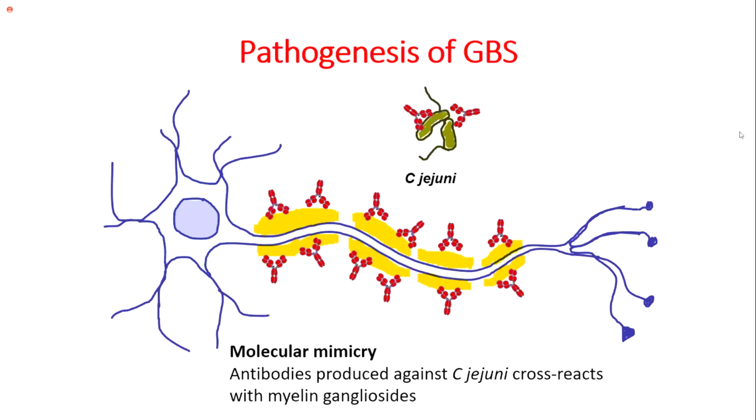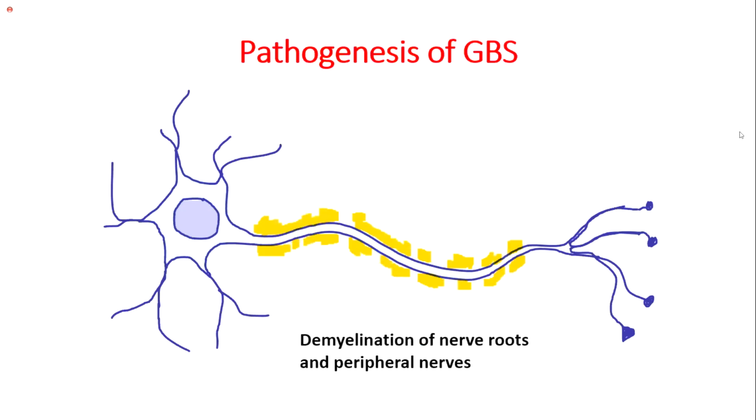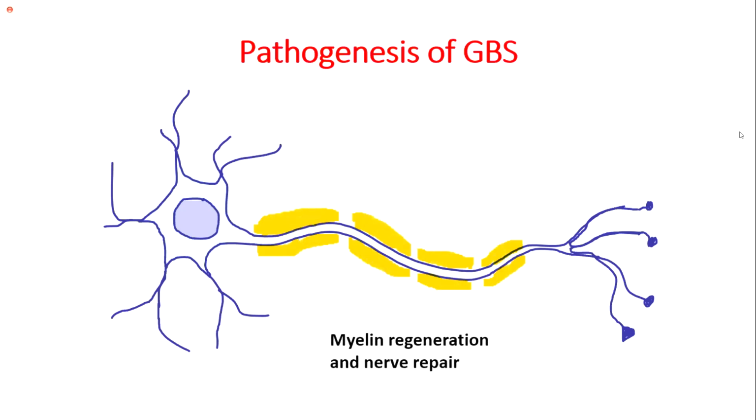Mimicry means looking alike. Because the ganglioside proteins look like the Campylobacter jejuni, the antibodies accidentally, not intentionally, accidentally bind them. And as a result, there is demyelination of the nerve roots. There's no damage of the axons, but there's demyelination. With time, there is remyelination because myelin will repair and it will regenerate and the nerve will return to normal. So Guillain-Barré syndrome is a potentially reversible condition, provided you do not let the patient die during the acute phase of the illness.